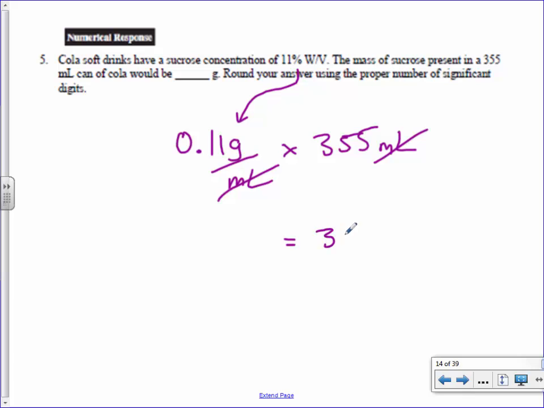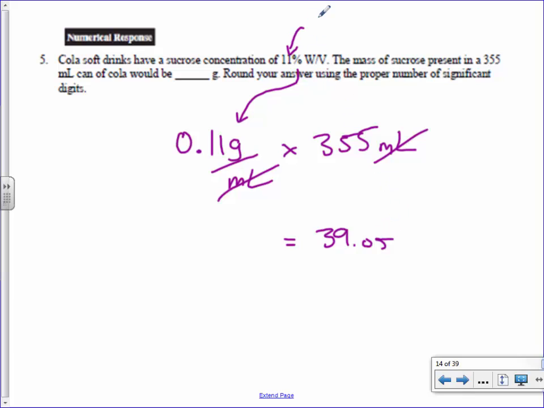And I got 39.05 when I did that. One last thing, we got to get sig digs right though. How many sig digs should you have? 2 is correct, yeah. Why? Because of the 11%. Good job, yeah.